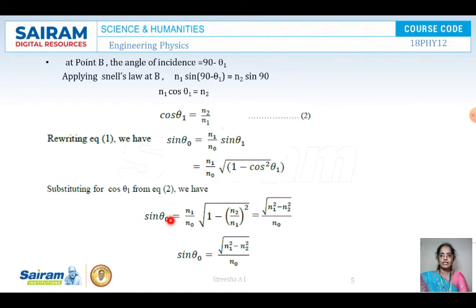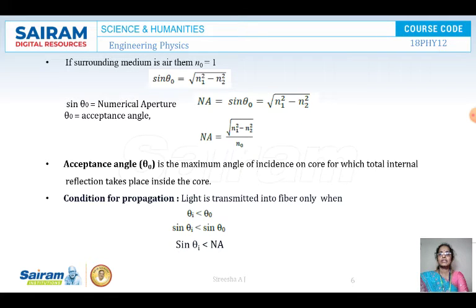Rearranging this form, sin theta naught is equal to n1 by n0 into root of 1 minus n2 square by n1 square. Simplifying this, we get sin theta naught equal to root of n1 square minus n2 square by n0. If the surrounding medium is air, then n0 is equal to 1. Therefore, sin theta naught is equal to root of n1 square minus n2 square.